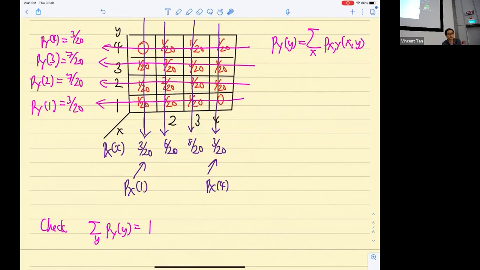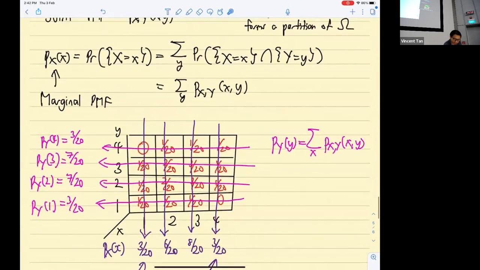Understand? So this is how we recover the two marginal distributions, or marginal probability mass functions, P of X and P of Y. You use these formulas here, but the interpretation in terms of this table is much, much more important. Any questions?